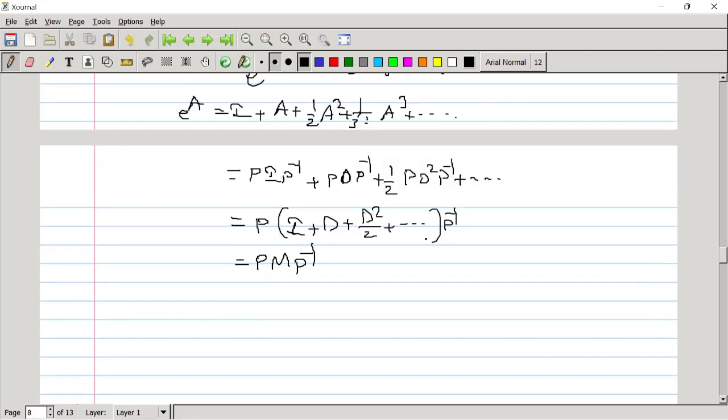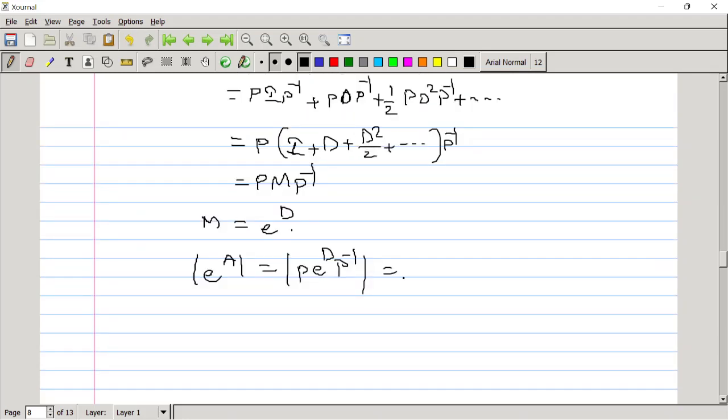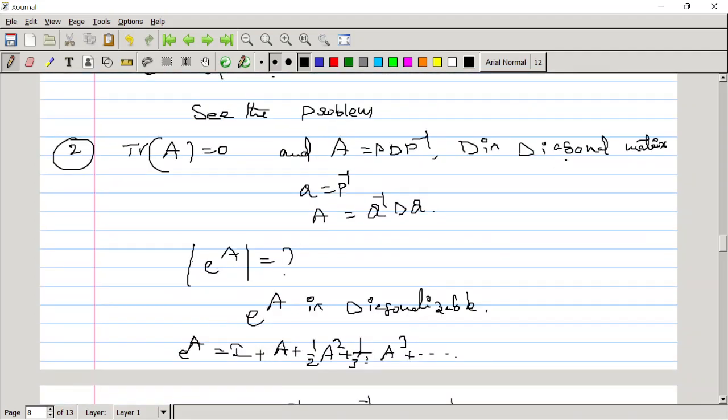Here M is nothing but e power D, that you can see. So from this we can say the determinant of e power A is nothing but the determinant of P e power D P inverse. Here P is invertible, so from that property the determinant of P e power D P inverse is nothing but the determinant of e power D. And D is a diagonal matrix whose diagonal elements are the eigenvalues of A.